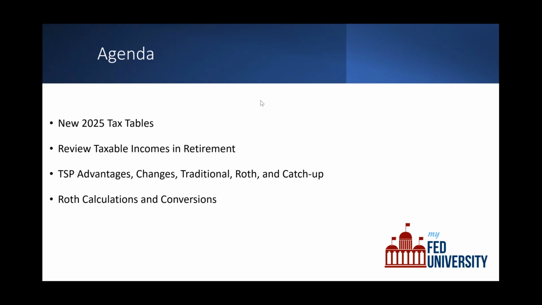Review taxable incomes in retirement, because here's the thing, making a decision Roth versus traditional actually greatly affects all of your other income sources in retirement. I'm going to talk a lot about that as we go. We're going to talk about the TSP advantages, some of the changes that have happened, some of the changes that are coming in regard to this Roth versus traditional topic. We're going to talk about what traditional is, what Roth is, and how catch-up plays a role in all this. And lastly, we're going to talk on probably the number one strategy that we utilize when we work with federal employees in all 50 states, and that's this thing called a Roth conversion. We're going to look at Roth calculations, how to make those decisions. But here's what I can tell you.